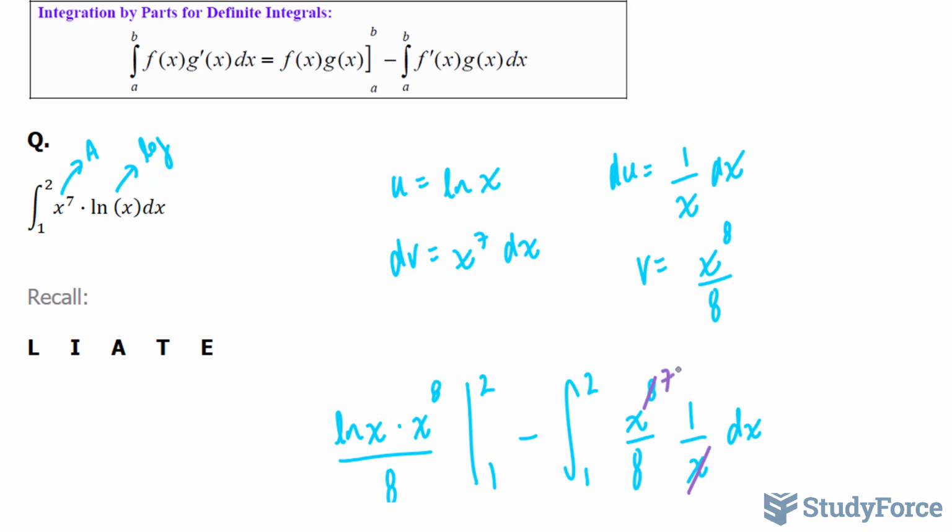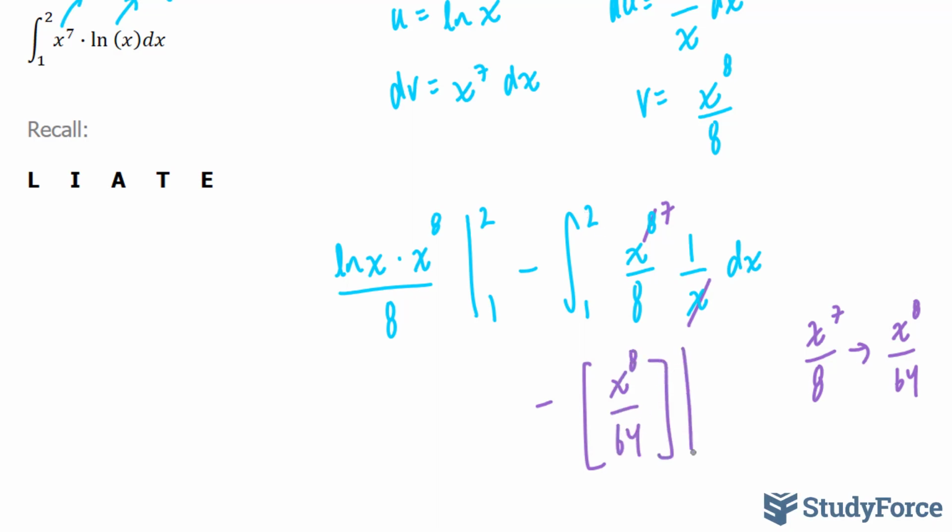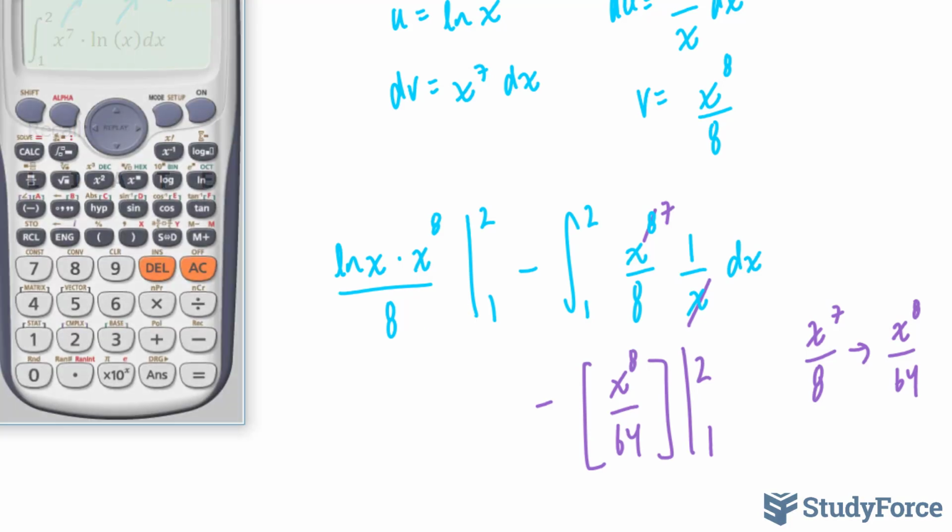And so what we're going to do here is evaluate what this is and then subtract it by what that is. So what I'm going to do is find the integral of that, and the integral of x to the power of 7 over 8 gives you x to the power of 8 over 64. So just keep that in mind. We're going to evaluate this, x to the power of 8 over 64, between 2 and 1, and similarly this between 2 and 1.